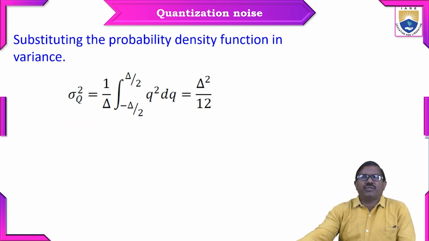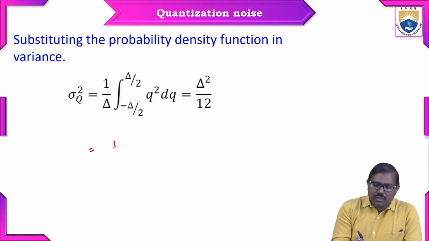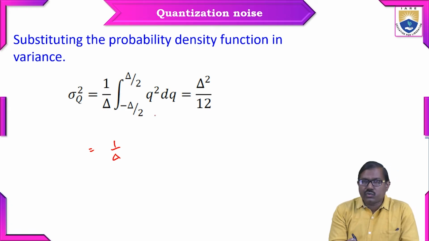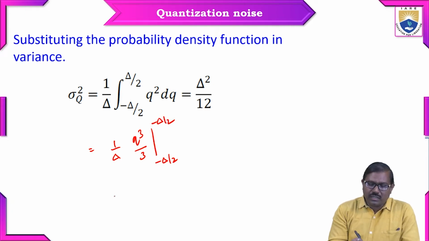Here I am going to substitute this probability density function in the variance. So we have the integral from minus delta by 2 to plus delta by 2 of q square fQ of q dq. Actually fQ of q is 1 by delta. So here we integrate q square, which gives q cube by 3, with limits minus delta by 2 to plus delta by 2.